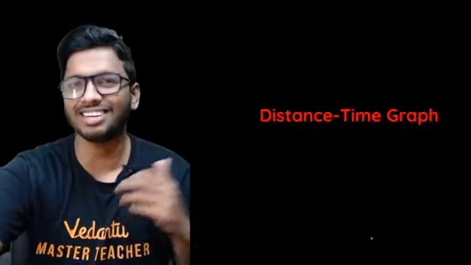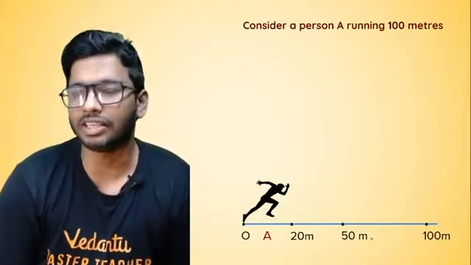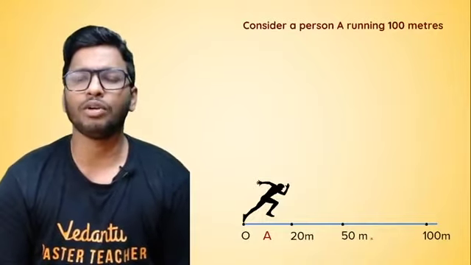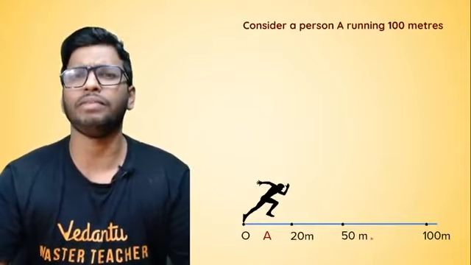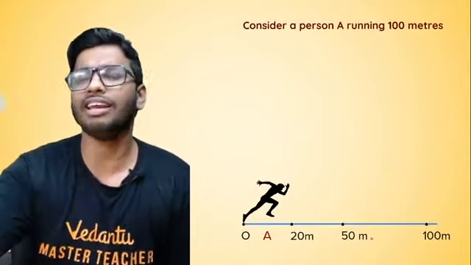Let's start with an example. Let's say a person is running a 100-meter race. I am going to check his time taken to cover that 100-meter distance. So I'm going to take three intervals, let's say.